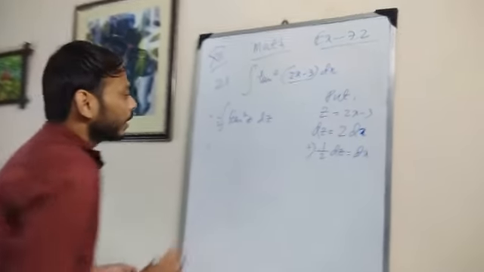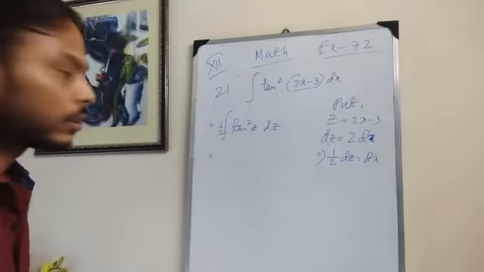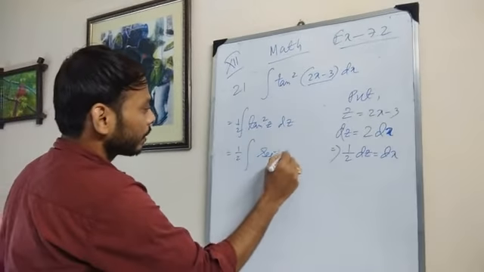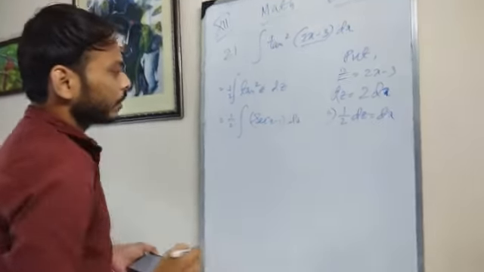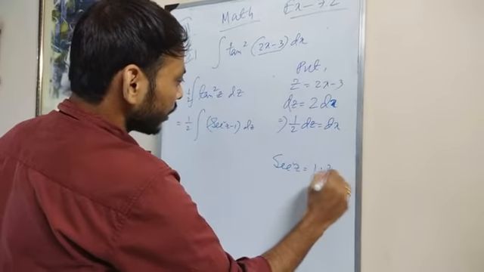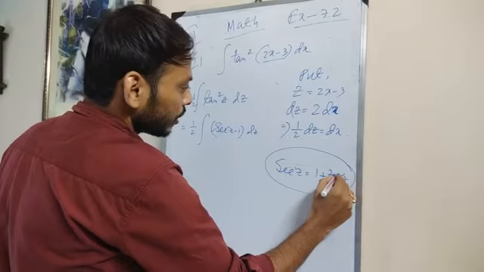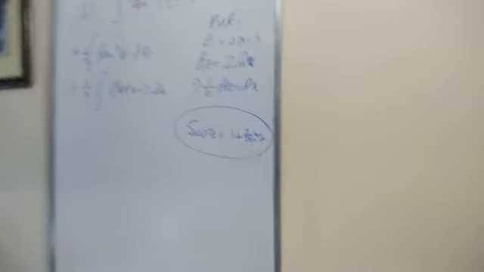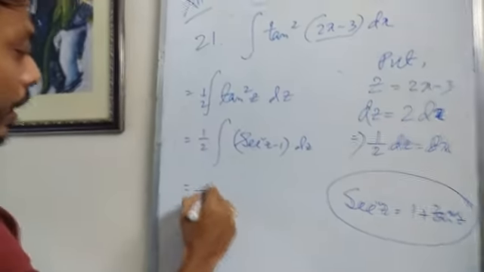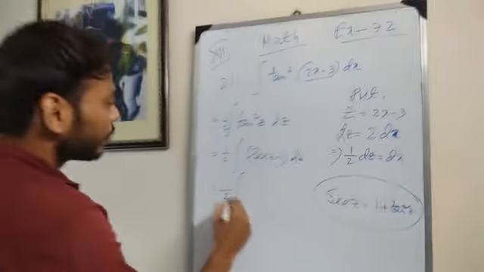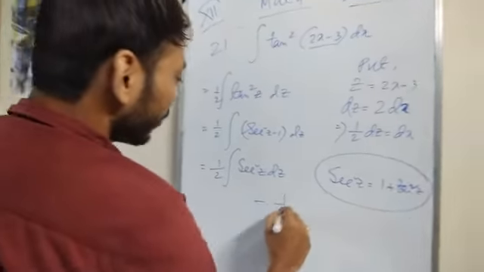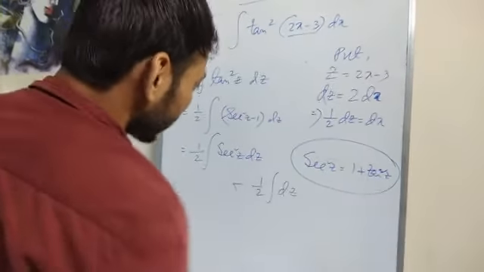Now we know that there is no formula of tan square z, so that's why we will convert it into sec squared z minus 1. Because we know that sec squared z equals to 1 plus tan squared z. This is the formula, so that's why tan squared z equals to sec squared z minus 1. Now I am just separating the integrals, so 1 by 2 integration sec squared z dz minus 1 by 2 integration dz.